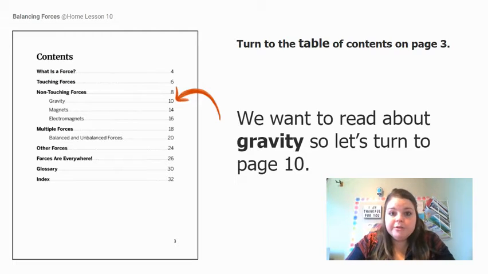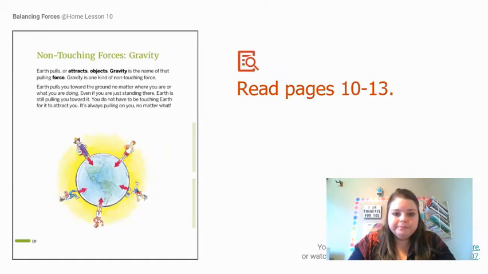So like always, when you're using a nonfiction text, it's a good idea to look first at the table of contents. Now, since we have a purpose for reading, we want to find out if gravity acts between two objects. We're going to look for the gravity section of this book. As you can see in the picture here, it's on page 10. So we're going to turn right to page 10 instead of starting at the beginning of the book.